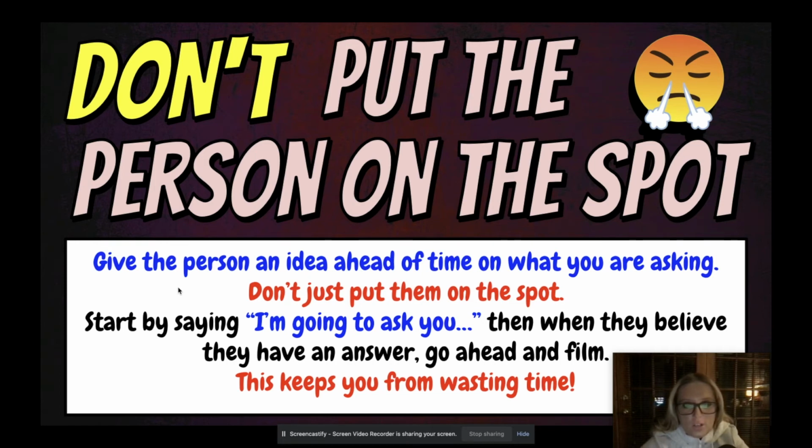So don't put the person on the spot when you're asking them a question. Give the person you're interviewing an idea ahead of time of what you are going to ask. Again, don't just put them on the spot. When you go to interview somebody, start by saying, I'm going to ask you... And then once they believe they have an answer, then go ahead and film. This keeps you from wasting time.